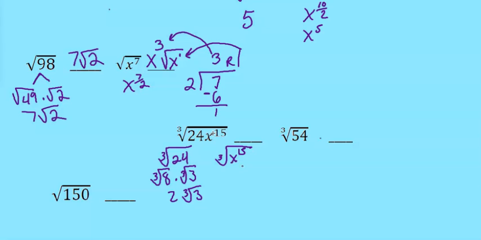Let's rewrite this variable as a rational exponent. So we have x to the 15 over 3 power. 15 divided by 3 is 5. So we have x to the 5th power. Put these together. So there you have 2x to the 5th power times the cube root of 3. And that's your simplified expression. Let's move on to the next page.